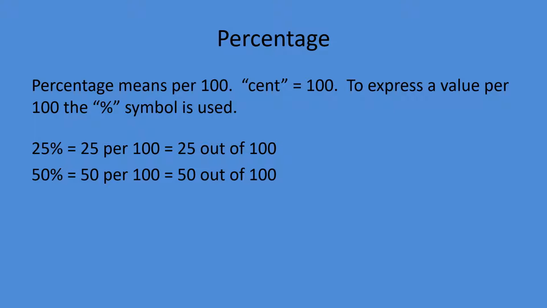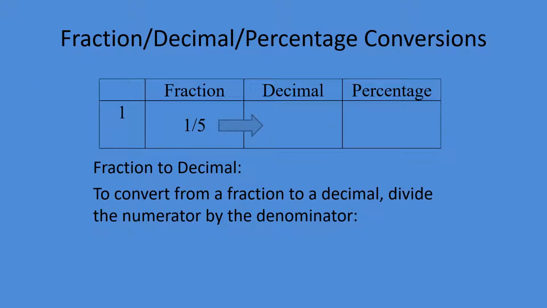What does cent mean to you? I'll give you a hint. How many years in a century? How many cents in a dollar? Yeah, it's 100. So percent just means out of 100, per 100. If you have 25%, you have 25 per 100, or 25 out of 100. Easy enough. Just remember, cent means 100.